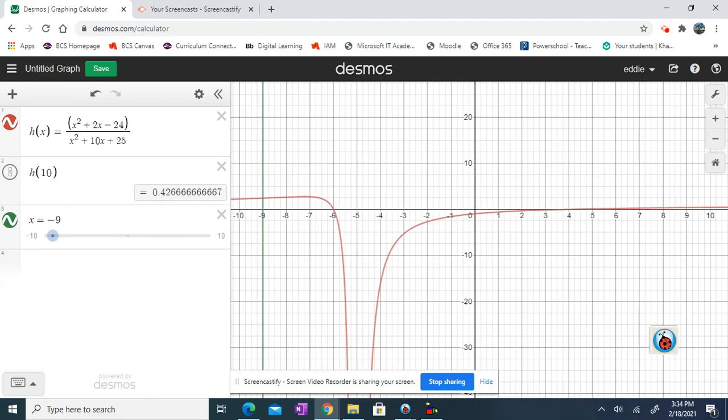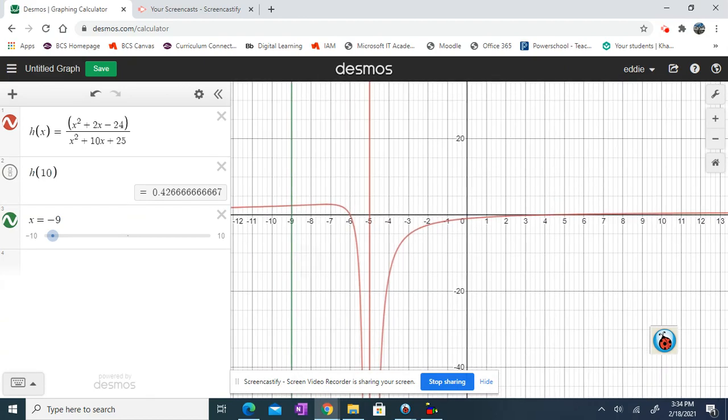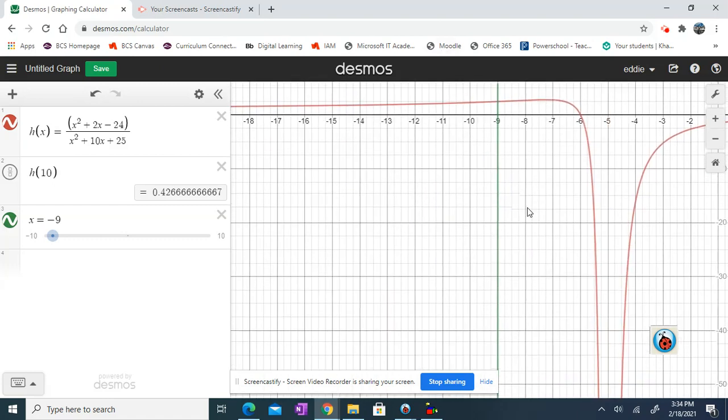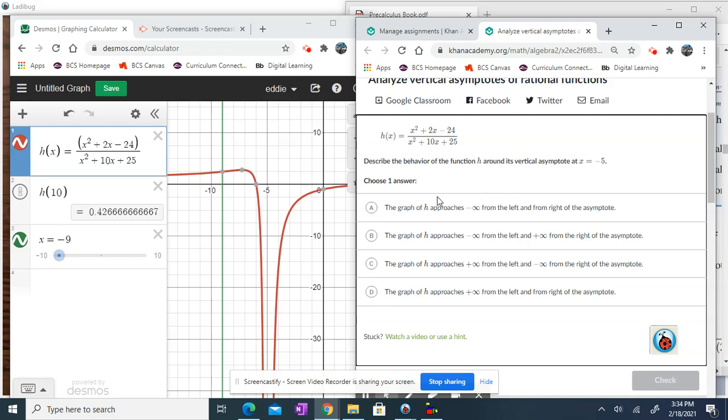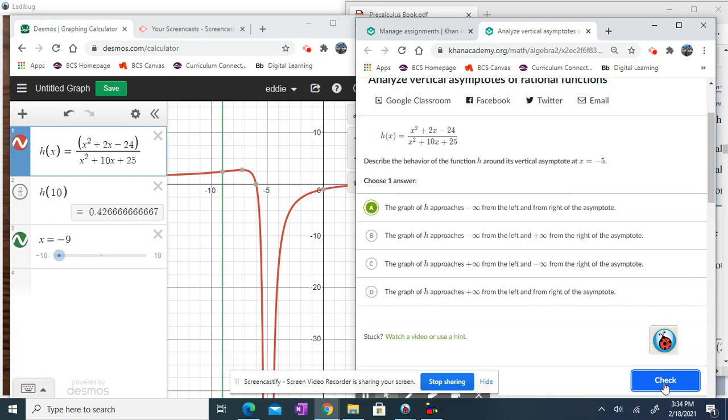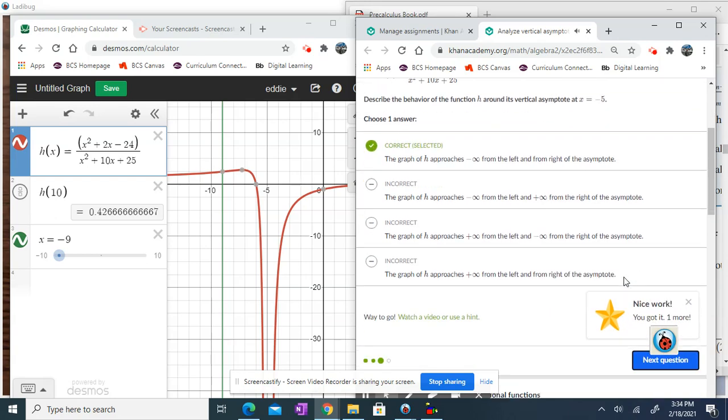It's basically as you come from the right, it's going to negative infinity. Right? And as you come from the left, it's going to approach negative infinity again. So this time it approaches negative infinity from both sides. So the graph approaches negative infinity from the left and from the right. That should be correct. Okay.